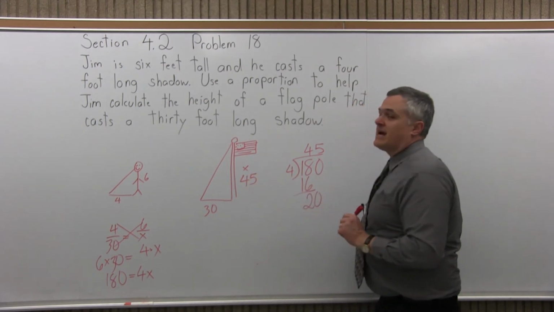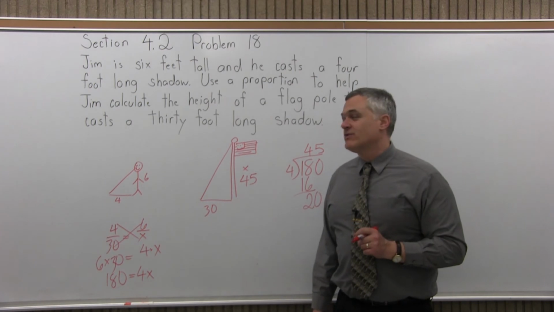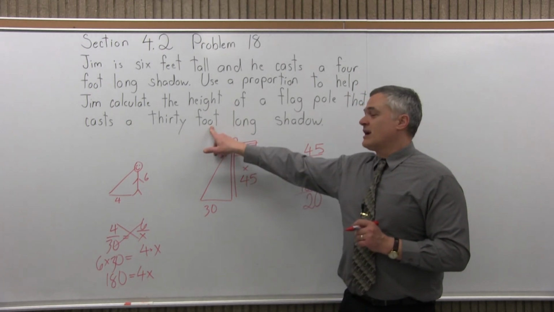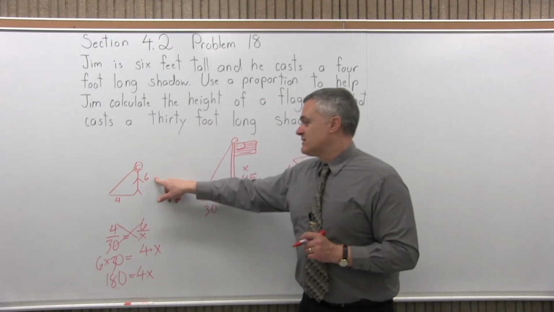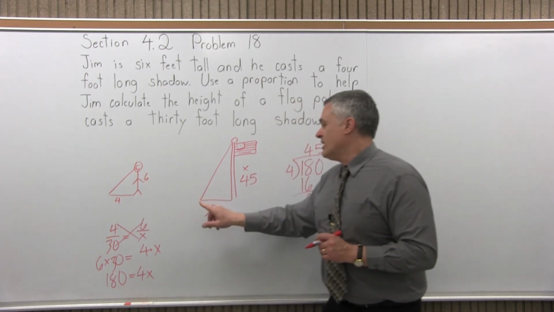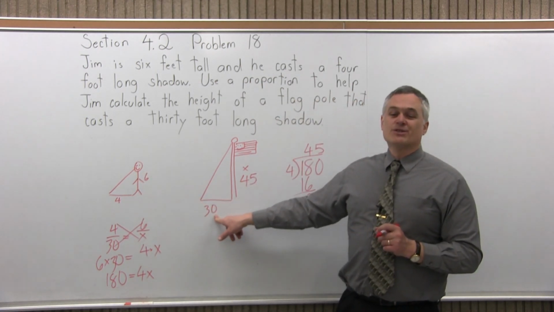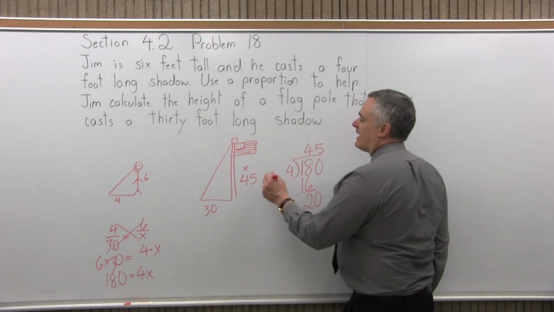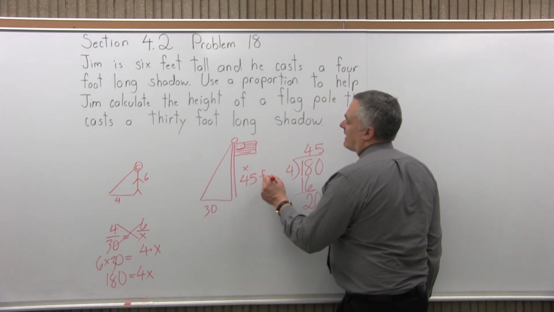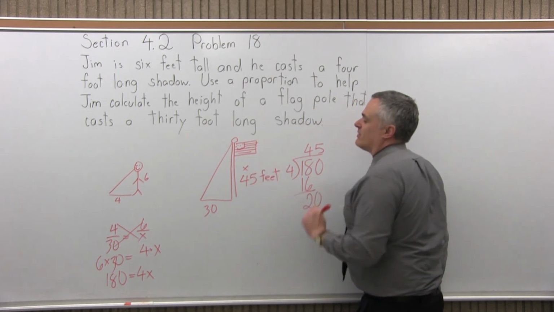Now, because this is an application problem, you have to have the units of measure. Everything in our problem was measured in feet. Jim is 6 feet tall, his shadow is 4 feet long. The flagpole has a shadow that's 30 feet long. So our answer of 45, it's 45 feet. So the flagpole is 45 feet tall.